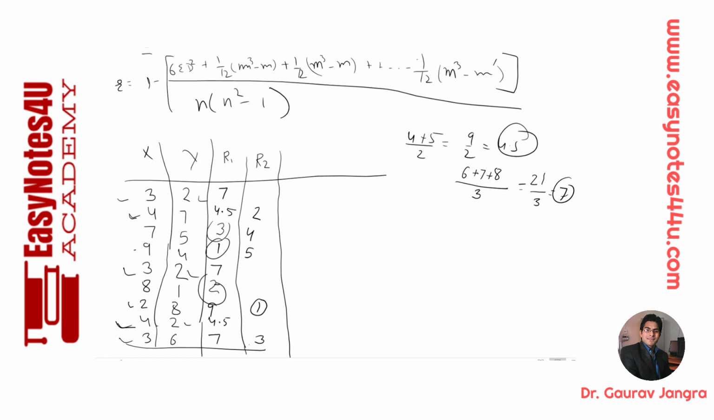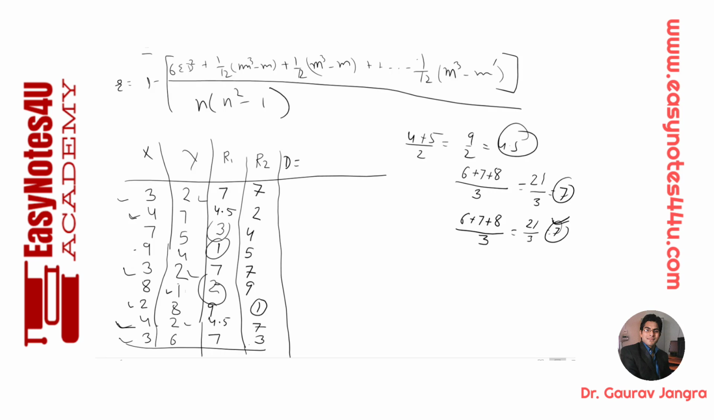Then 2 is repeating 3 times. It means the 6th position plus the 7th position plus the 8th position. So all 3 positions we have to assign the average rank, which will be 7. So we assign the 6th, 7th and 8th positions the 7th rank. Then the 1 we assign as the 9th rank. So all ranks have been calculated.